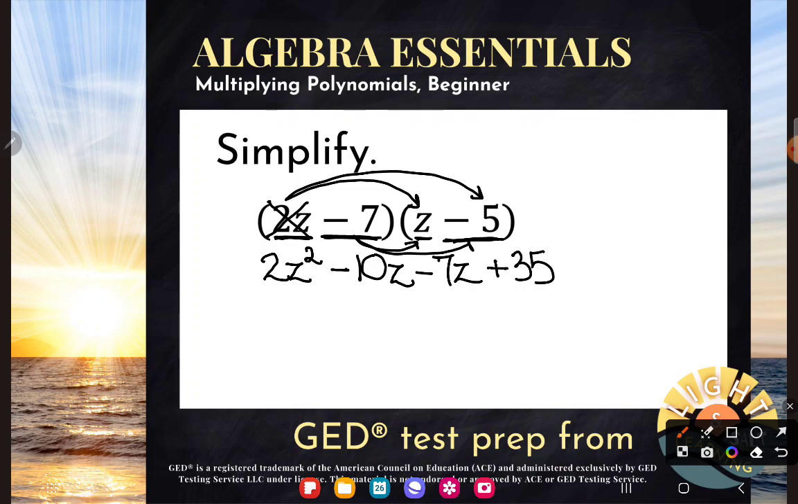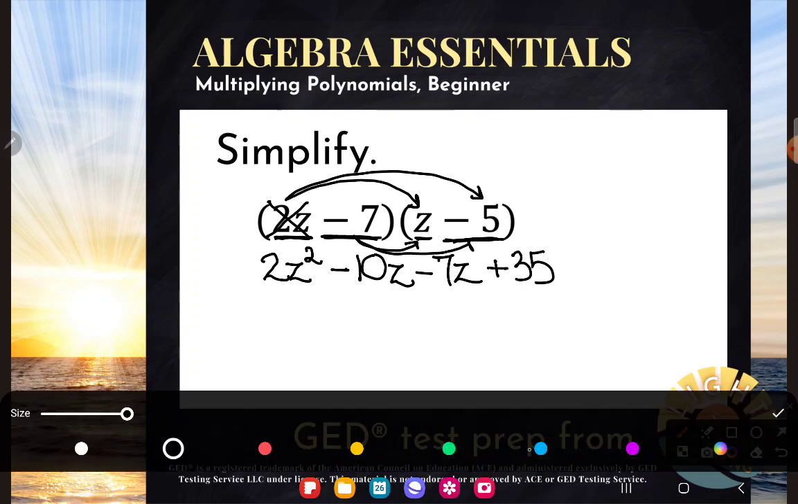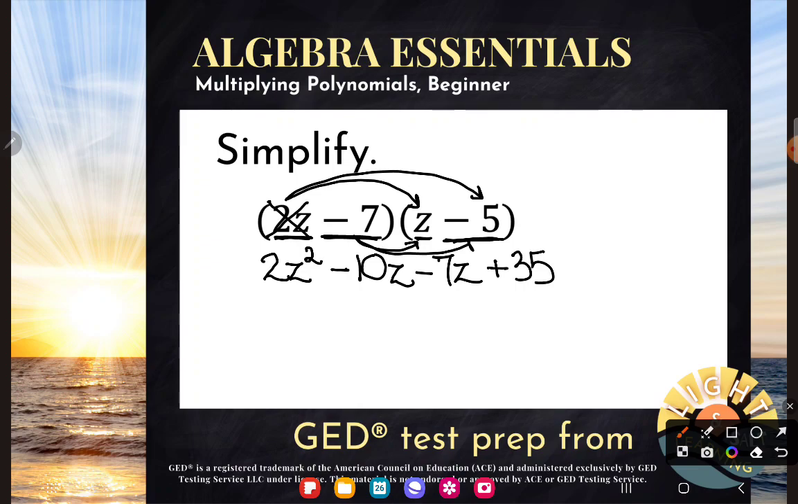Anytime you're multiplying, check to make sure that there isn't some addition, subtraction I can do at the end. Are there any like terms I can combine? And I see that there are in this case, because look, a z term and another z term. So remember, pick up the sign with it. That sign belongs to that. That is -10z. And there we have -7z. Now I'm going to combine these.